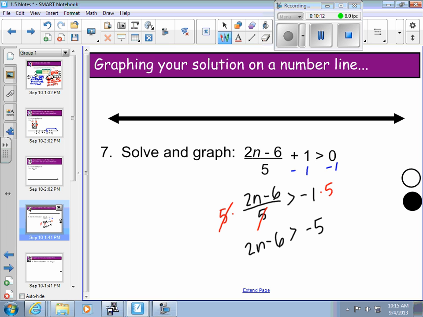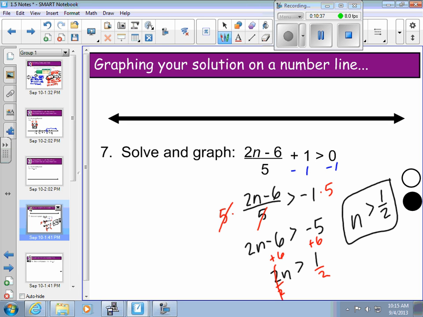Now this kind of looks like some of the other problems we've been doing. Add 6 to both sides. We got 2n is greater than 1. Finally divide, and again, we're not dividing by negative, we're dividing by a positive number. So our final answer on this one looks like n is going to be greater than 1/2 or 0.5. So that would be our solution.